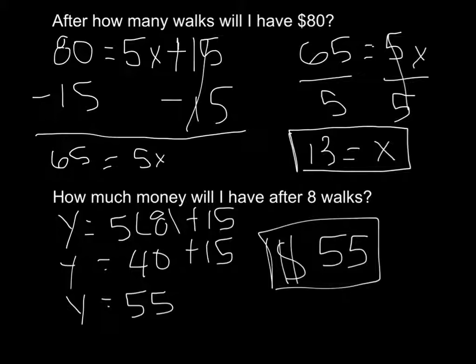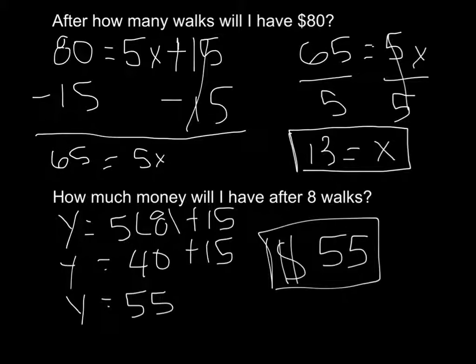So you take the equation y equals 5x plus 15, and you substitute 80 in for y, and then you subtract 15 from each side, and you get 65 equals 5x, and then you divide by 5 on each side to get x equals 13. For the second question, it is how much money will I have after 8 walks?